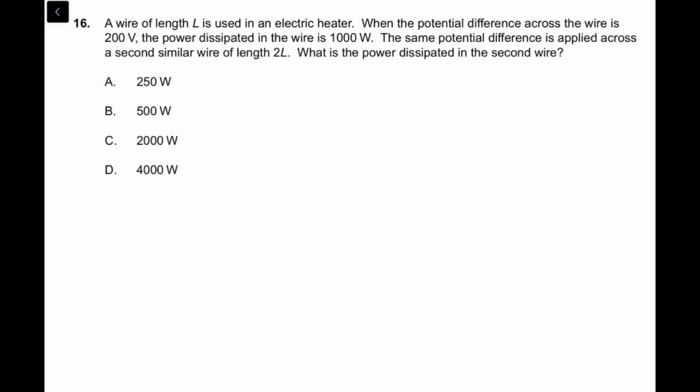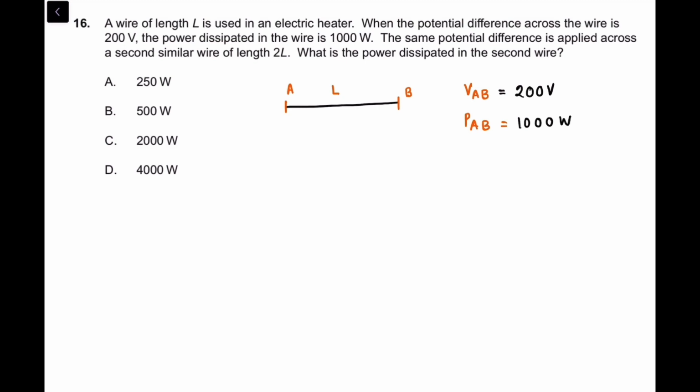Proceeding to the next question: a wire of length L is used in an electric heater. Suppose this is the tip of the wire A and this is the end of the wire B. The potential difference V_AB applied across the wire is 200 volts, and the power generated in the wire AB is 1000 watts.